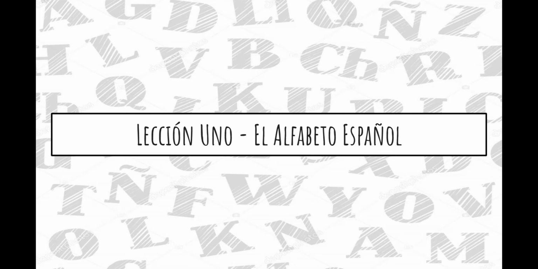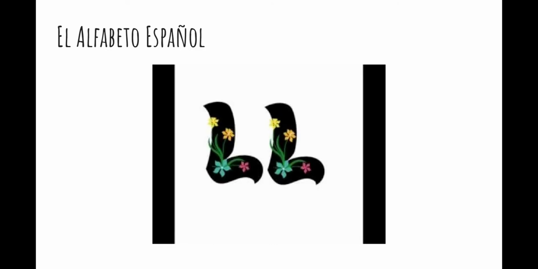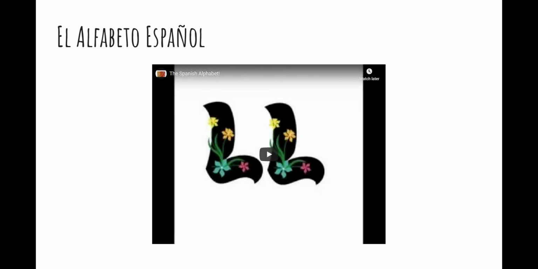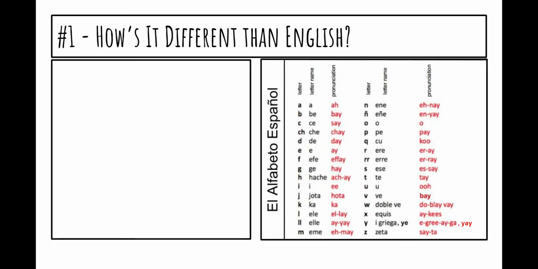So we're going to learn about lesson 1, the Spanish alphabet. So we did watch this video here. It is on YouTube. If you search Spanish alphabet, you can probably find it. It is catchy. It also goes through all the alphabet names, which you'll see on the note sheet. So how is it different than English? So you'll see there off on the right is that Spanish alphabet.